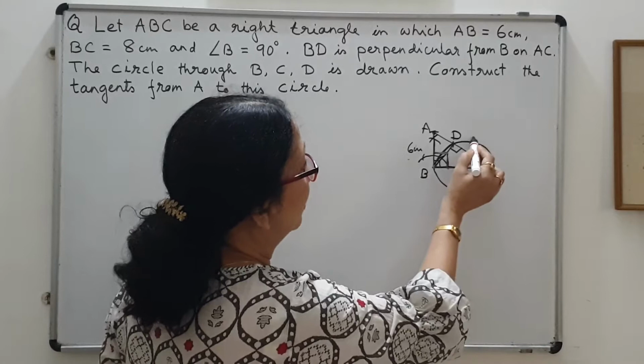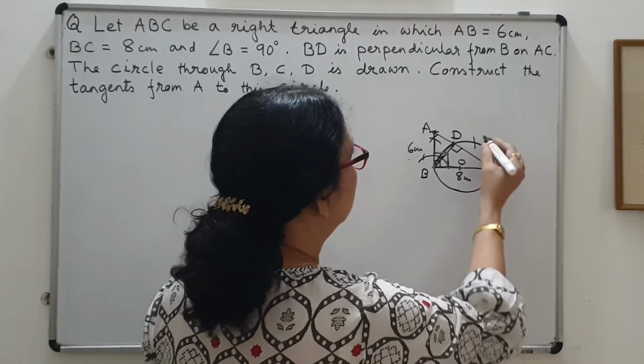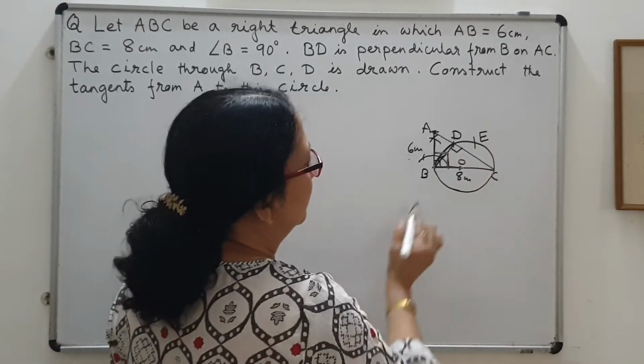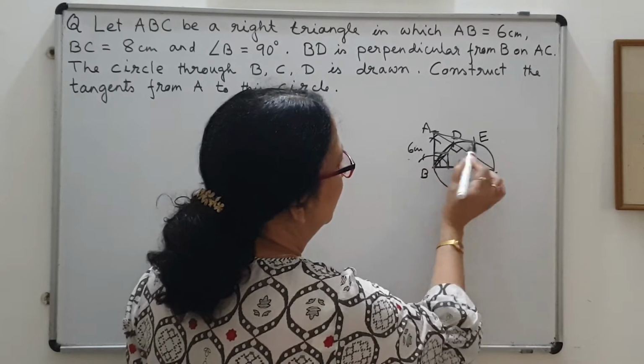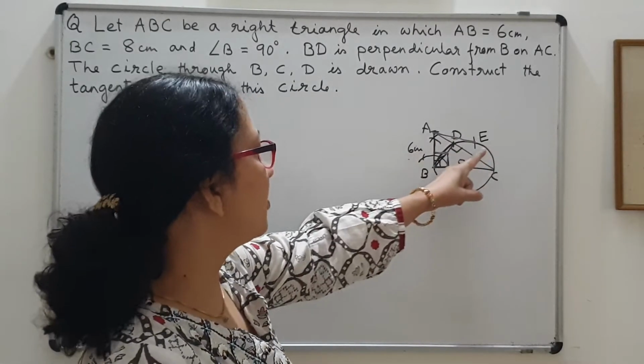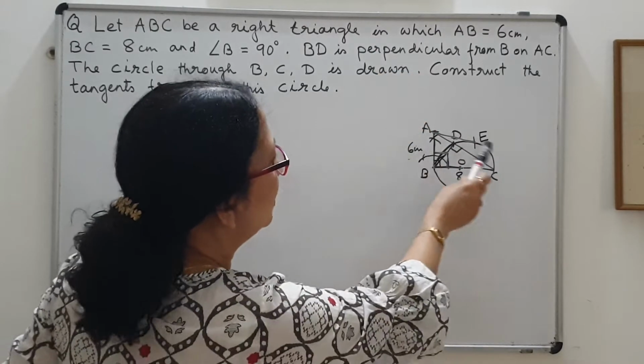I can draw an arc to cut the given circle at some point, say E. Then I'll join AE. So AE will be the other tangent. It has to be the other tangent because the lengths of tangents drawn from an external point have to be equal.